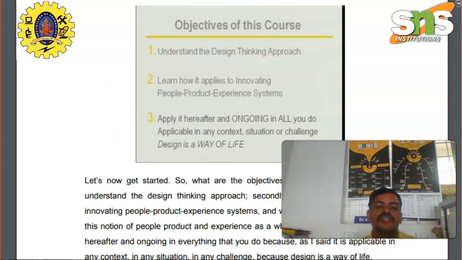Objectives of design thinking: understanding the design thinking approach, learning how to apply it to innovating people, product, experience and systems, and applying it hereafter and ongoing in all you do, applicable in any context, situation or challenge. Design is a way of life.